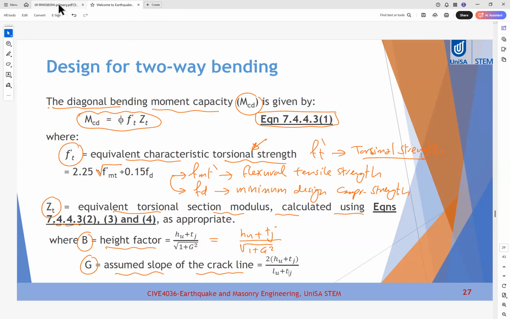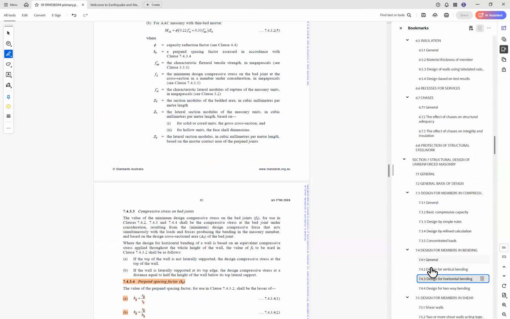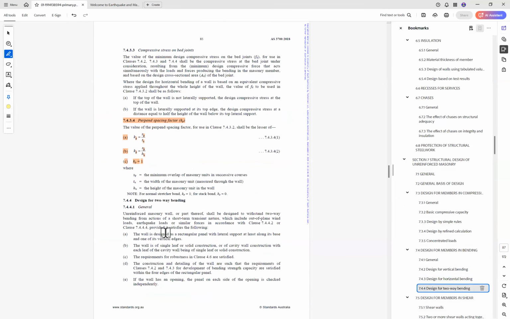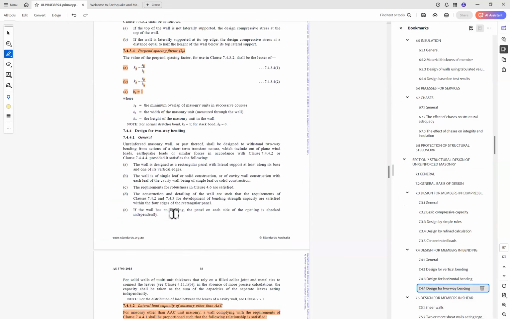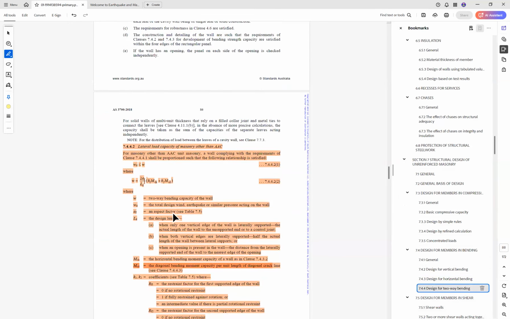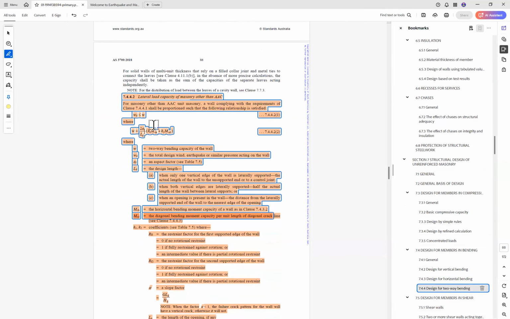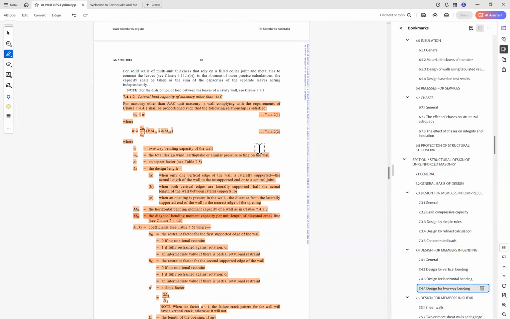So if we go to the standard to see 7.4.3, the design of two-way bending. So these are the formulas. Can you see the screen? Can you see clearly? Or maybe I try to.